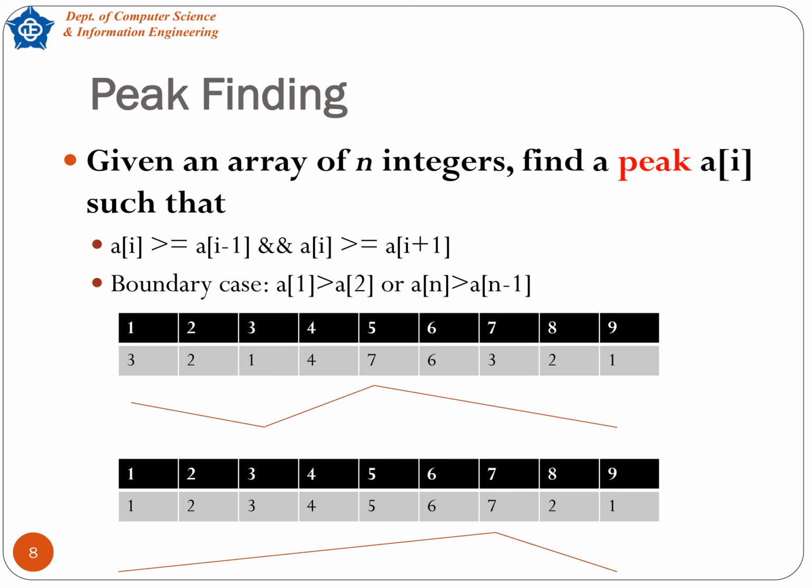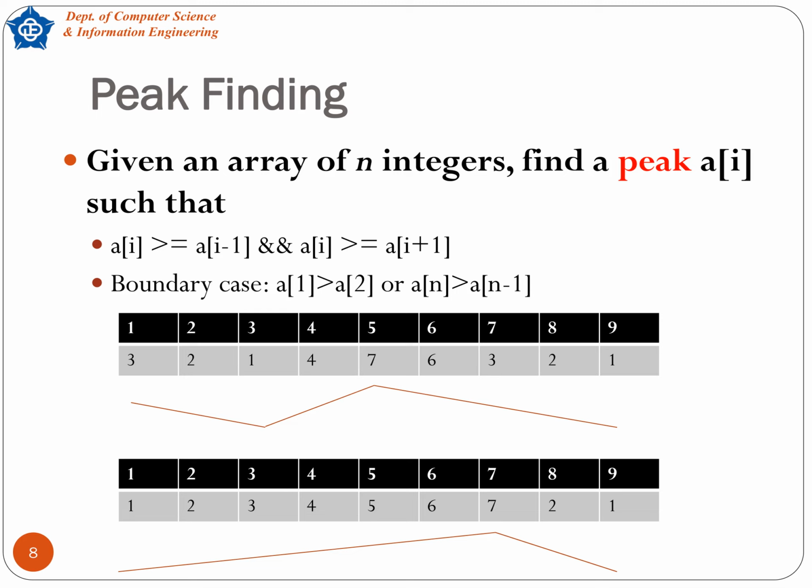Now that we've talked about how functions grow in complexity, let's turn to a concrete problem where efficiency really matters, the classic peak-finding problem. Here's the setup. We're given an array of n integers, and our goal is to locate an index i such that A[i] is greater than or equal to A[i-1] and A[i] is greater than or equal to A[i+1]. At the boundaries, it's even simpler. We just check whether A[1] is greater than or equal to A[2], or A[n] is greater than or equal to A[n-1].